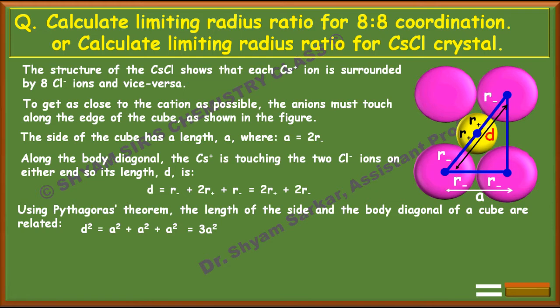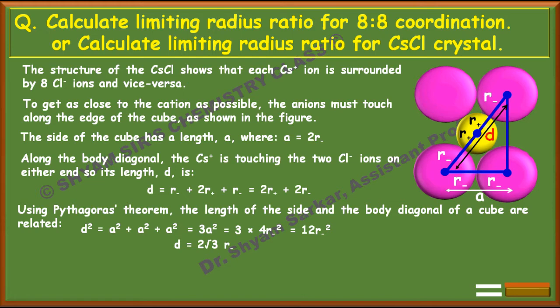That means 3 into, we know that the value of a is 2r minus. So if you put the value of a equal to 2r minus, it will become 3 into 4r minus squared. Okay, that means 12r minus squared. Now if you calculate the value of d, d becomes equal to 2 root 3 r minus.